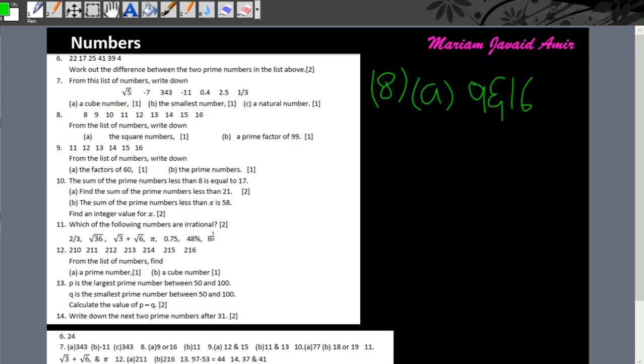Part B, prime factor of 99. So a prime number which is also a factor of 99. So the prime number in the list is 11. So 11 is the answer because 99 is divisible by 11. The rest, 13 is also a prime number, but 13 does not divide 99. 11 does. Okay.